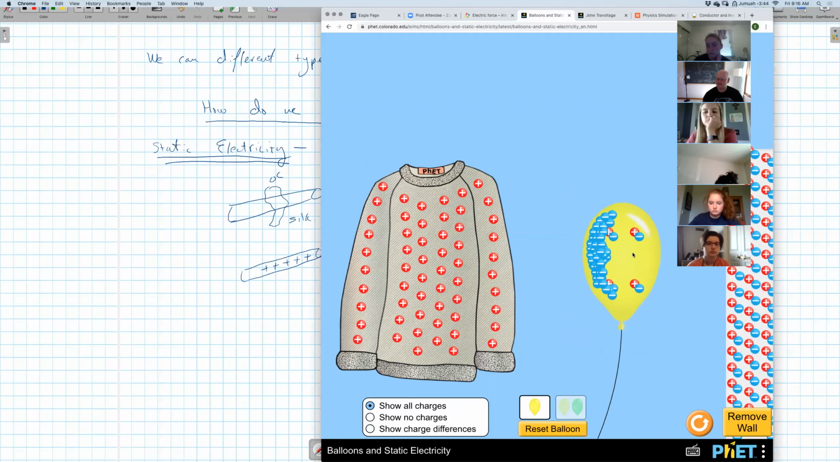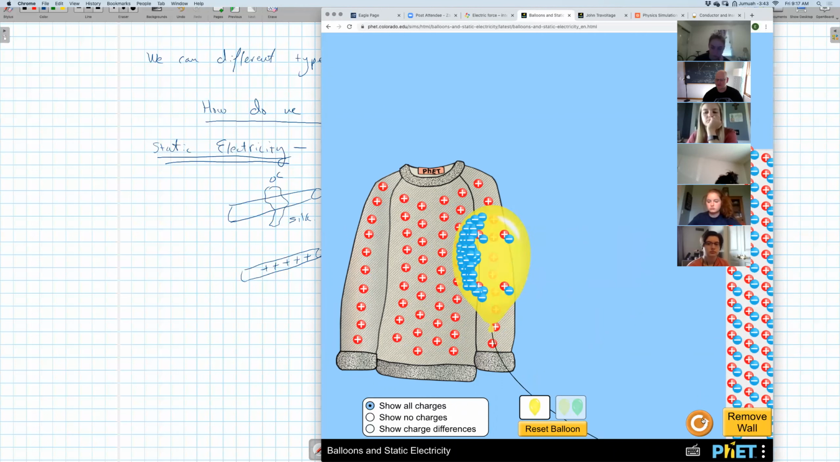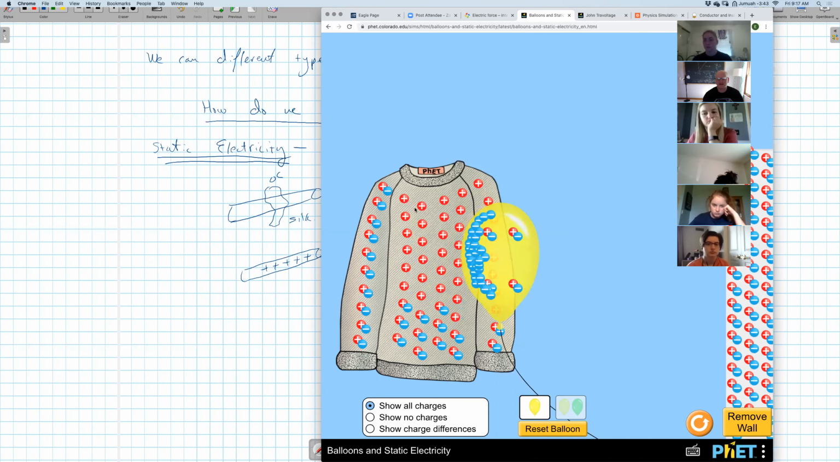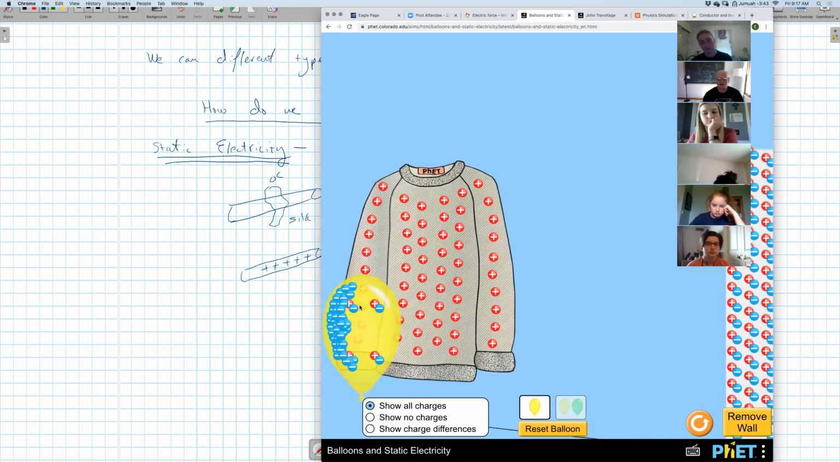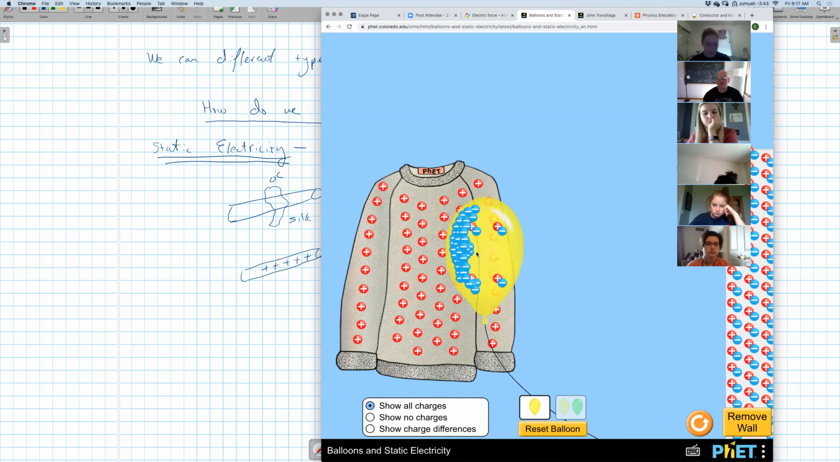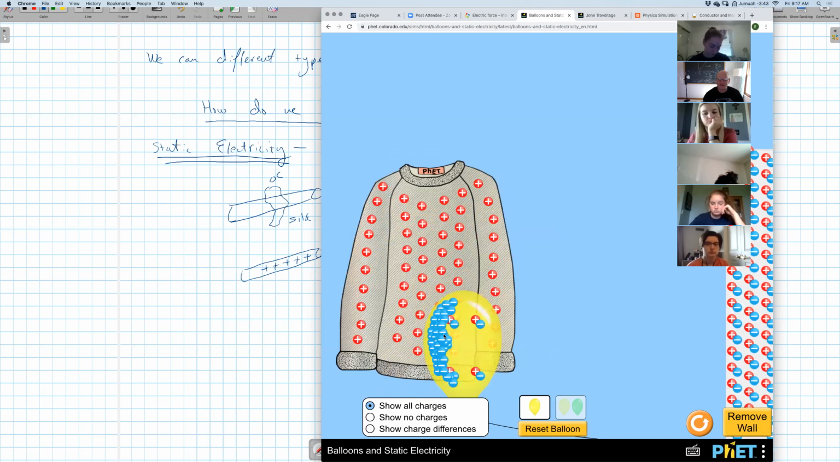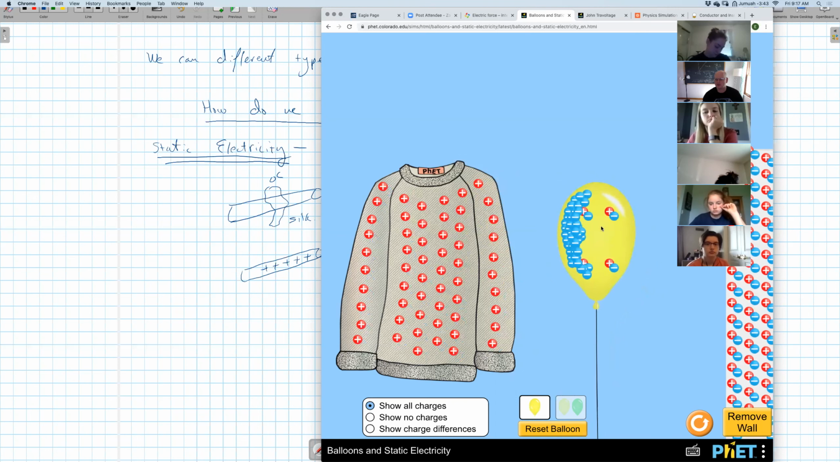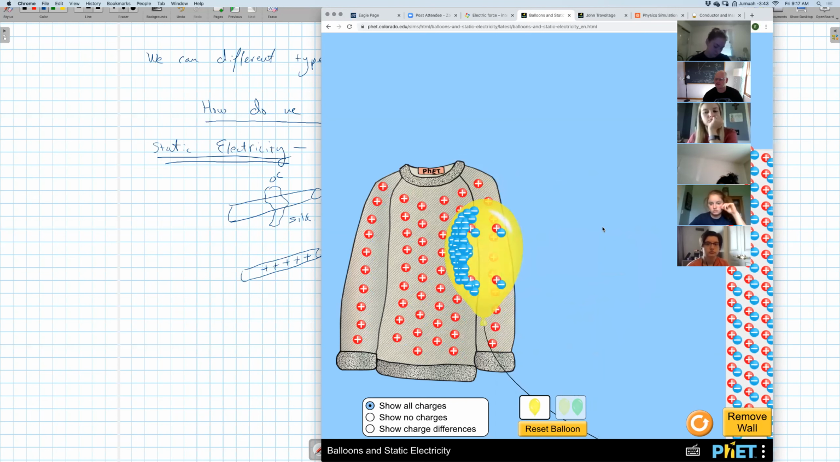Initially the balloon has 0 net charge because it has 4 protons and 4 electrons. The sweater has 0 net charge because all protons are coupled with an electron. But when I start rubbing the sweater with the balloon, it strips off the loosely bound electrons from the wool, which causes the sweater to become positively charged and the balloon to become negatively charged, which then causes an attractive force between the two.